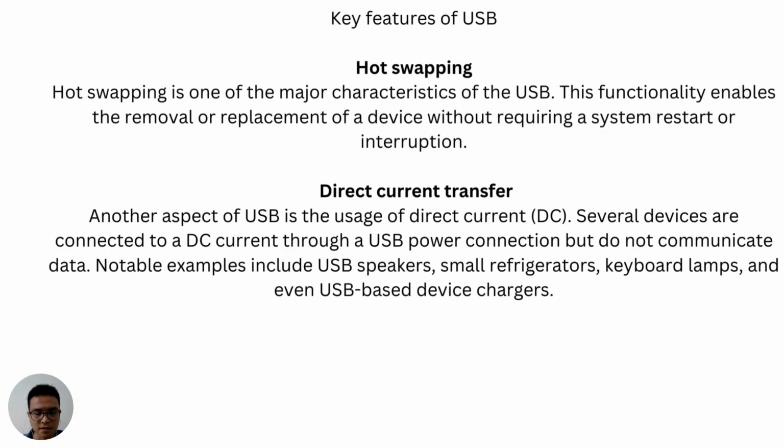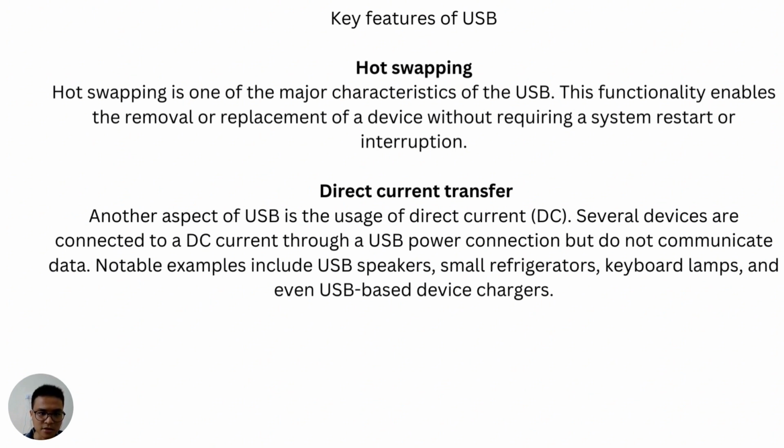And the next slide is key features of USB. So the first key feature is hot swapping. Hot swapping is one of the major characteristics of USB. This functionality enables the removal or replacement of a device without requiring a system restart or interruption.